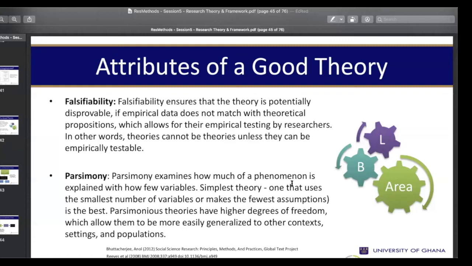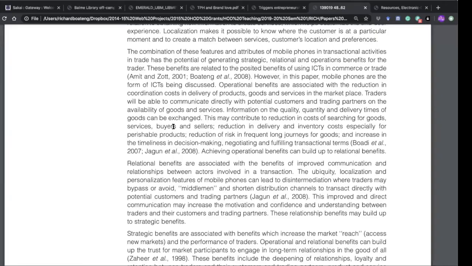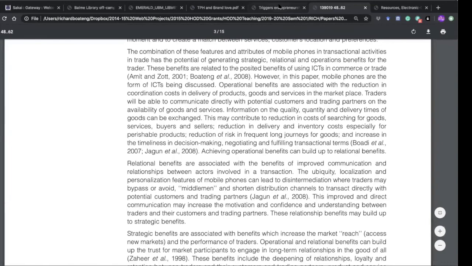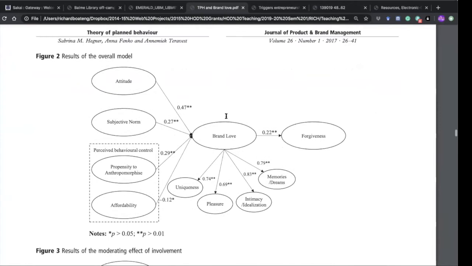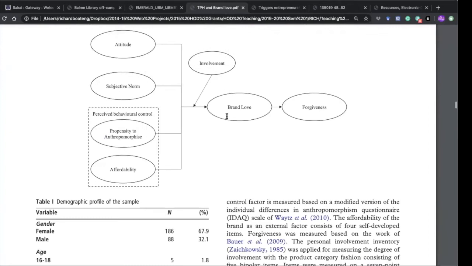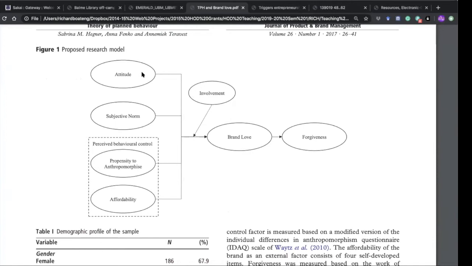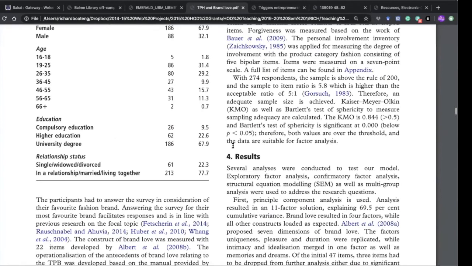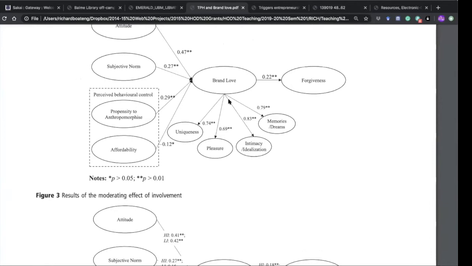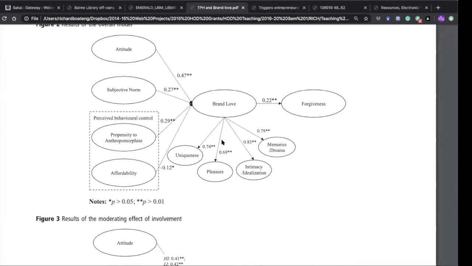Parsimonious. The same thing happens to the paper that you read earlier on brand love. So if you look at it very carefully, the theory of planned behavior is what is being used. But the theory of planned behavior has got different concepts. This one was okay, this one you need to find concepts to explain it. So he took two concepts here. And for brand love, he found five other concepts: uniqueness, pleasure, intimacy, and memories and dreams, to be able to explain these ones. But these things are not in the theory of planned behavior. They are actually in the brand love concept. So he took each of them and conceptualized it in a particular way so that you can put them together using the theory of planned behavior.